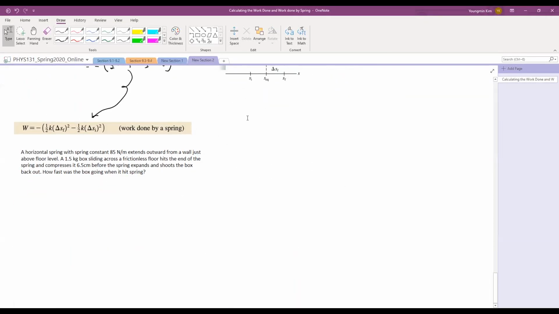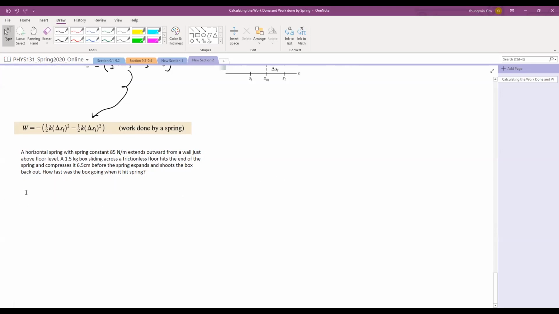All right, so let's take a look at this example to reinforce what we have just learned about the work done by a spring. A horizontal spring with spring constant 85 extends outward from a wall just above the floor level. A 1.5 kilogram box sliding across a frictionless floor hits the end of the spring and compresses it 6.5 centimeters before the spring expands and shoots the box back out. How fast was the box going when it hit the spring?